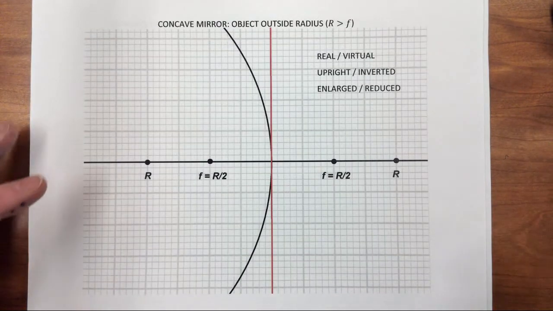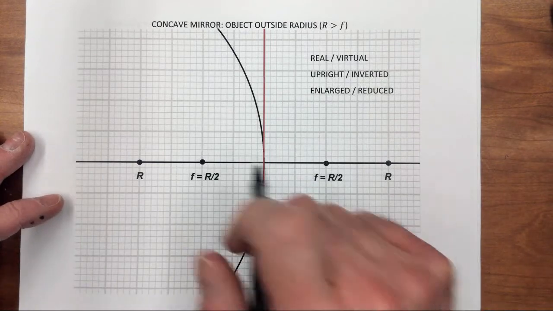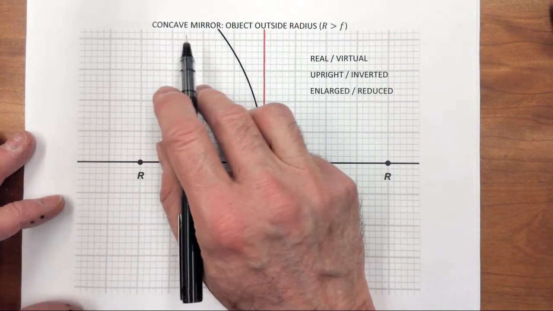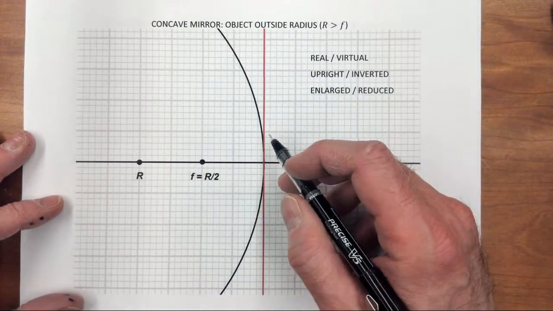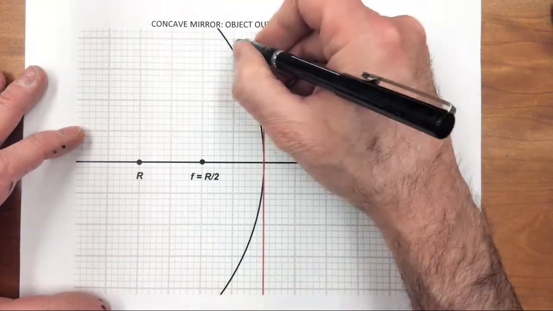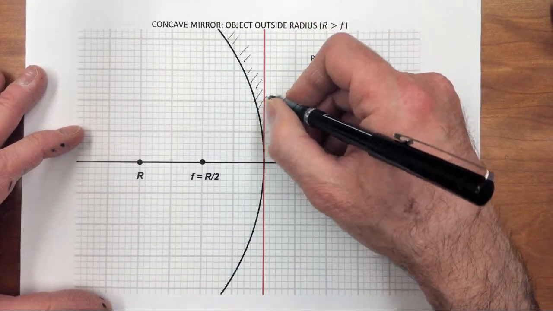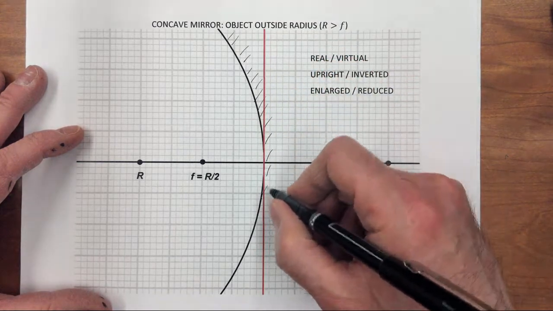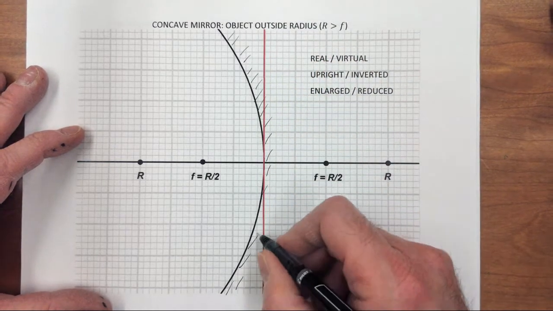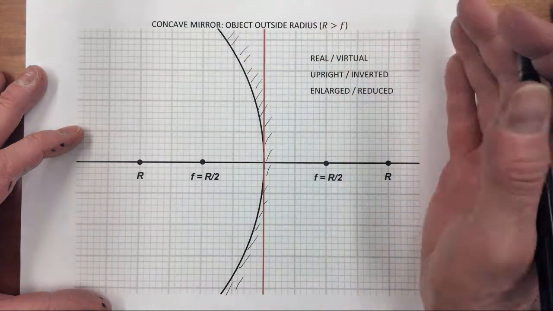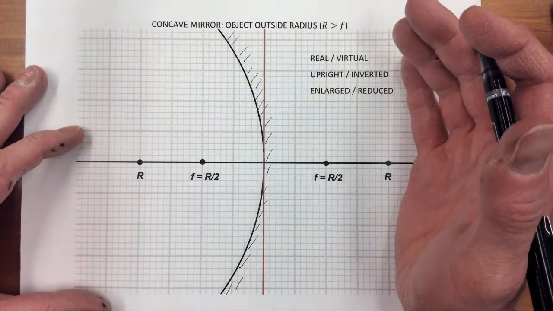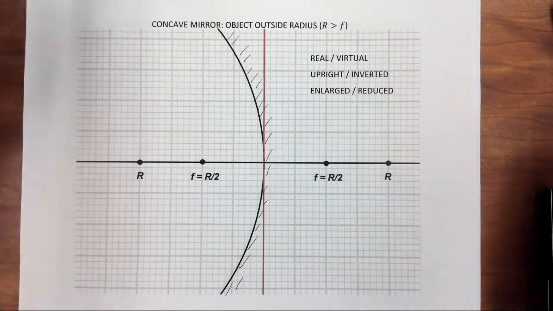Okay, this is our second ray tracing. This time, instead of having a convex mirror, I have a concave mirror. And concave mirrors can also be called converging mirrors because they can form real images. So let's shade this in. And again, I do this to show that this is the side of the diagram where light never actually passes.